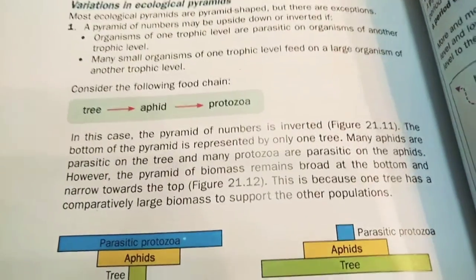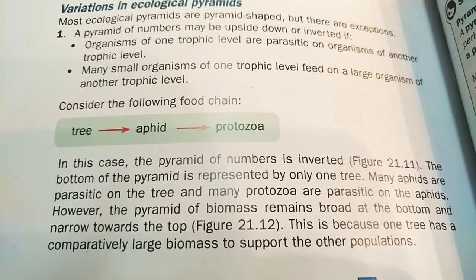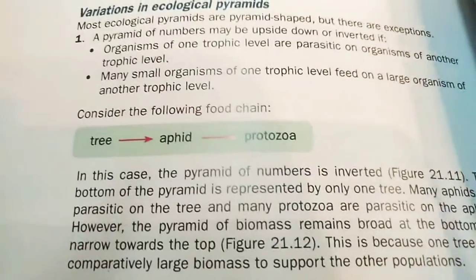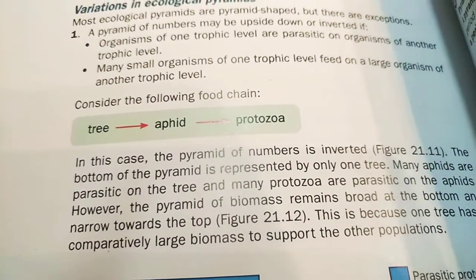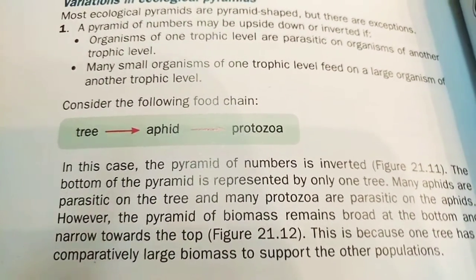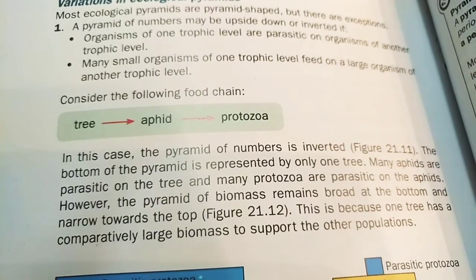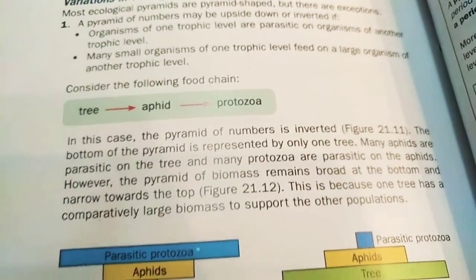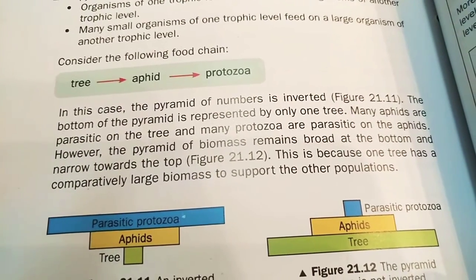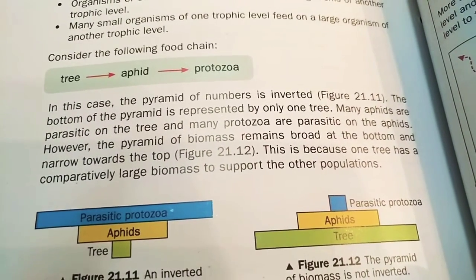In this case, ecological variation. Most ecological pyramids are pyramid shaped, but there are exceptions. A pyramid of number may be upside down or inverted. Why inverted? A pyramid is inverted if organisms of one trophic level are parasitic on the organisms of another trophic level. Many small organisms of one trophic level feed on a large organism of another trophic level. In this case, the pyramid of number is inverted. The bottom of the pyramid is represented by only one tree. Many aphids are parasitic on the tree, and many protozoans are parasitic on the aphids.